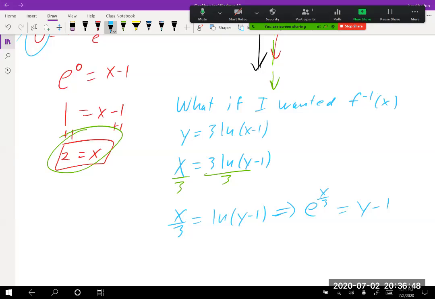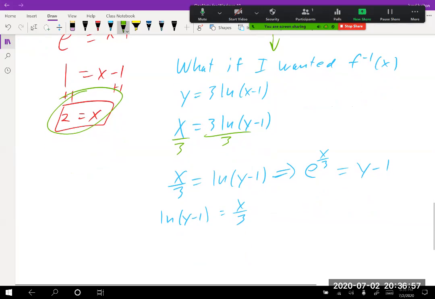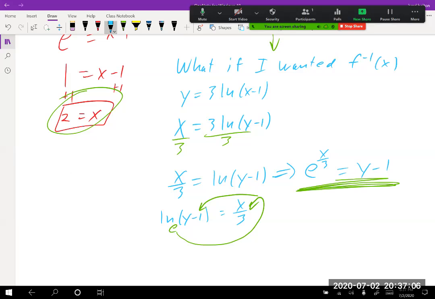Right? So all I did, let me write it how I showed you guys earlier to do the swirly. So the natural log of y minus 1 is equal to x over 3. So I'm just going to do the swirly real quick. Remember, that's a base of e to this power is equal to that argument. And that's what I did right here. Okay. So then we have e to the x over 3, oops, plus 1 is equal to y. So e to the x over 3 plus 1 is equal to f inverse of x.